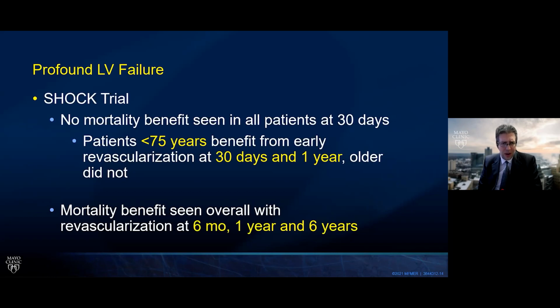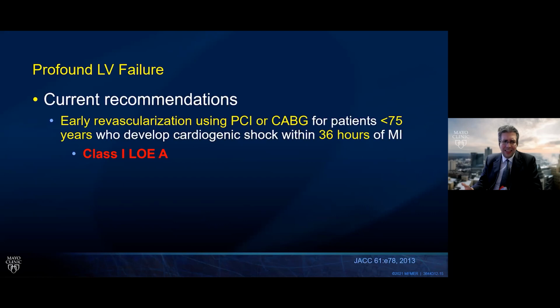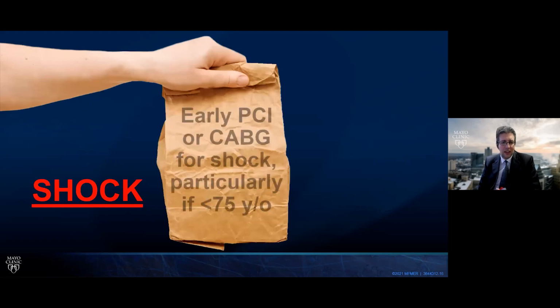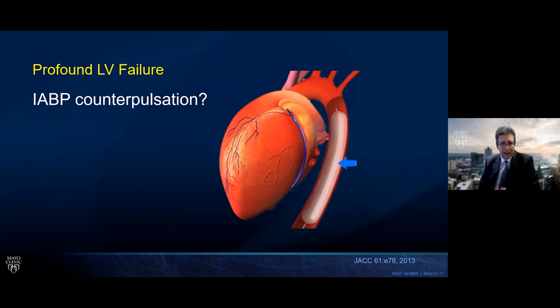So summarizing that, what is my take-home point? Well, the guidelines tell us do early revascularization if you're young. Less than 75 years of age, presenting with profound LV failure in the setting of MI, you should pursue revascularization within the first 36 hours. And they actually extend that to all patients, even those older than 75, based upon that additional follow-up data. So my summary is early PCI or CABG should be considered for patients presenting with cardiogenic shock in the setting of acute MI, particularly if they're less than 75 years of age.